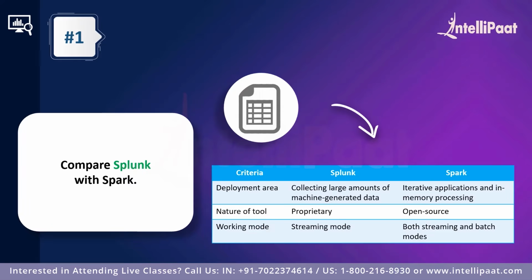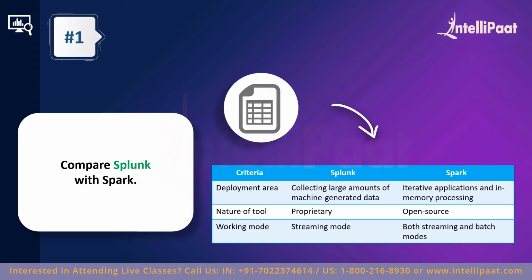So coming to the first question on the top Splunk interview questions and answers set, it says compare Splunk with Spark. Now, when the talk is always about Splunk and Spark, you really have to talk about three important criteria. The first one is the deployment area. Whenever we talk about deployment area, what happens in Splunk is that it collects large amounts of machine generated data and keeps it for storing and further processing. But why do we use Spark in terms of deployment? Well, here we have iterative applications and we make use of in-memory processing, which is slightly faster than what Splunk does, in a production environment.